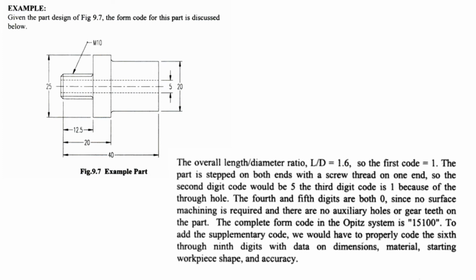And the third digit code is 1 because you have a through hole, and the fourth and fifth digits are both zeros since no surface machining is required and there are no auxiliary holes or gear teeth on the part. The complete form code in OPITZ is going to be 15100. To add a supplementary code, we would have to code the sixth through ninth digits with data on dimensions, material, starting workpiece shape and accuracy. So we'll go through other examples.